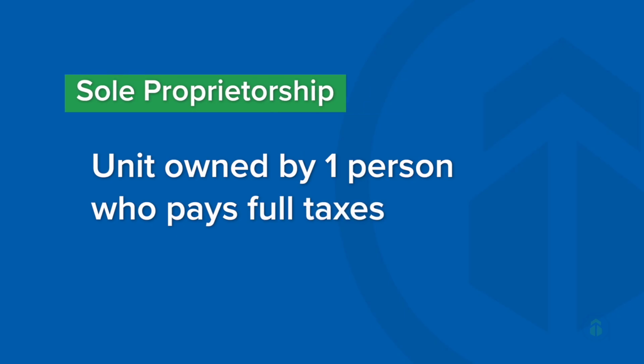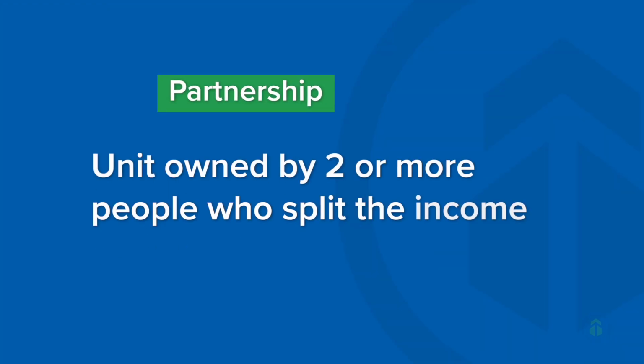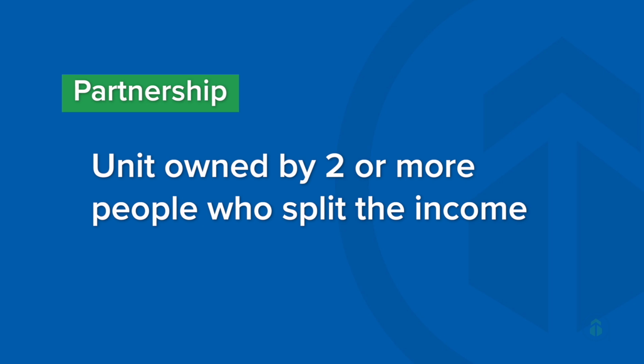Rental income is taxed at different rates, depending on the ownership of the rental property. A sole proprietorship means that the unit is owned by one person who pays full tax on all their income, including rental income, based on their marginal tax bracket. A partnership means that the unit is owned by two or more people who split the rental income and potentially avoid a higher personal tax rate. A corporation is the third form of ownership.